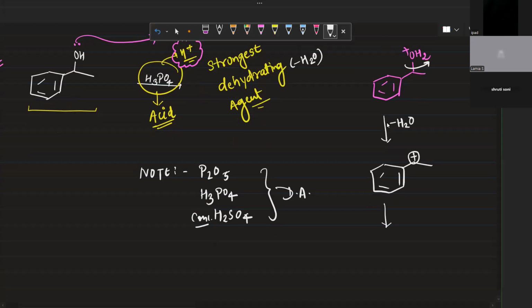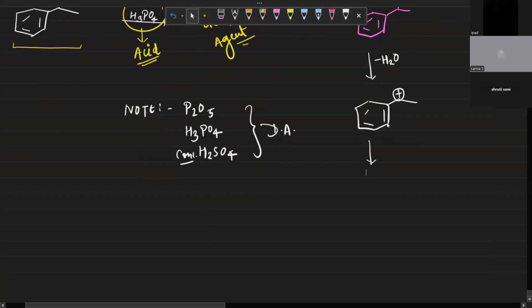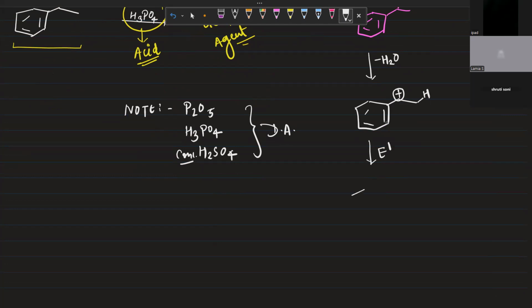So after this there is a hydrogen, so the E1 reaction will proceed. E1 reaction means elimination. One hydrogen will be removed, and this will be the product. This hydrogen will be removed because this is an elimination reaction now.